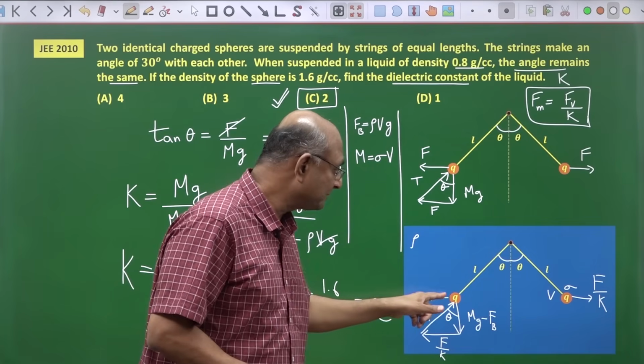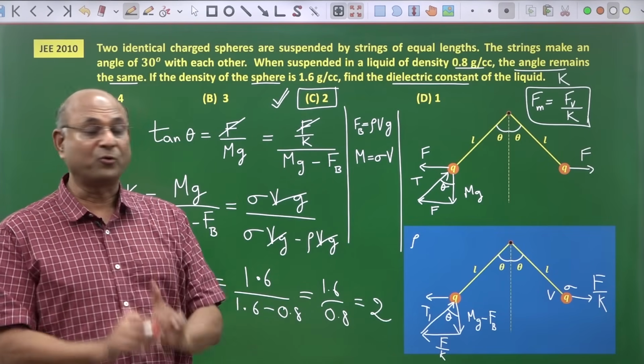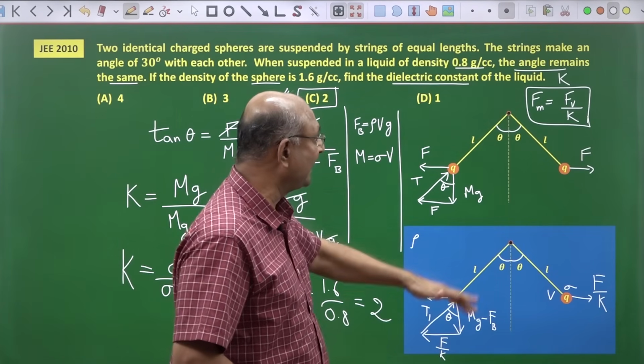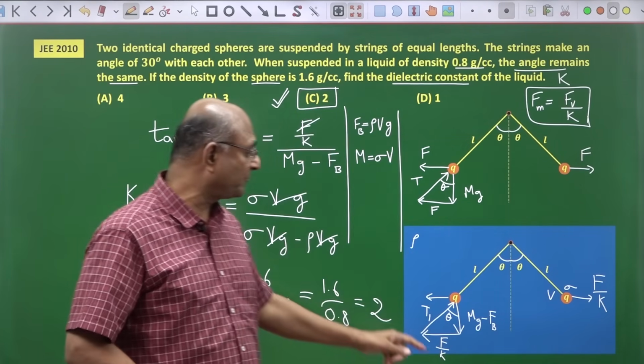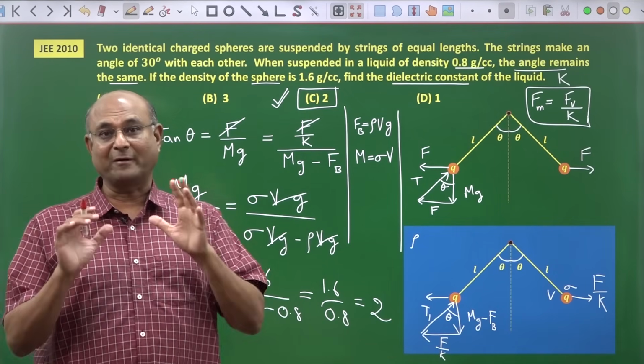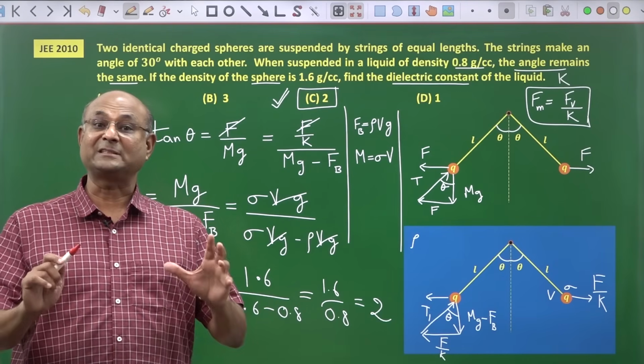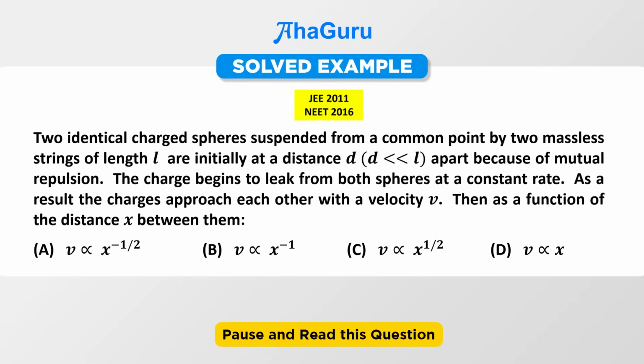Because the angle is the same, the distance remains the same. This distance is the same as that. So Coulomb force should not have changed except for the dielectric. That's why you can use F by K as this force. That is very important. Okay. So this question, I hope you have understood how to solve. Let us now look at the next variation of the charged bob question.